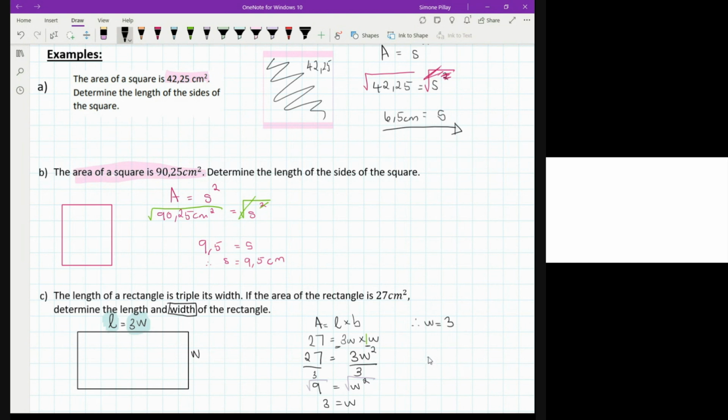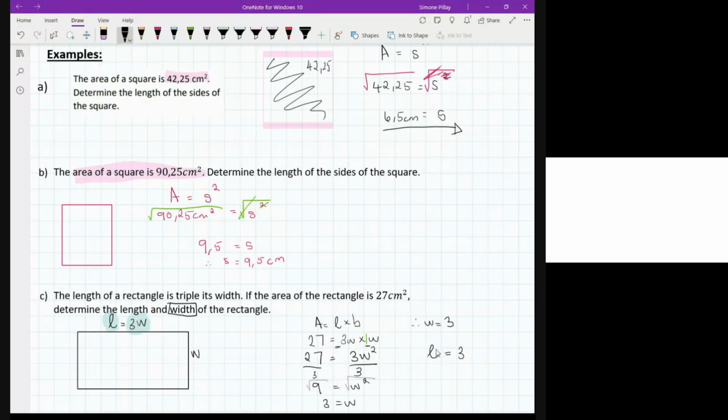the length is equal to 3 centimeters. Is equal to 3. 3 centimeters, ma'am. Okay, where did you get that from? Are you just saying that your length is equal to your width? Yes.